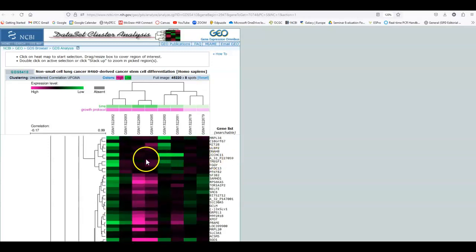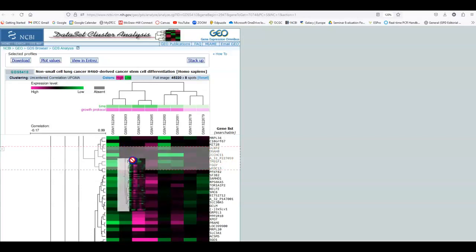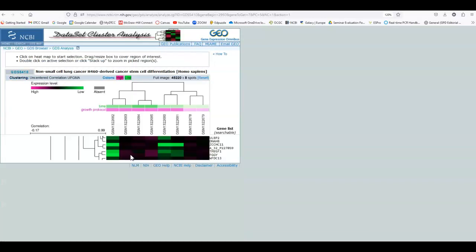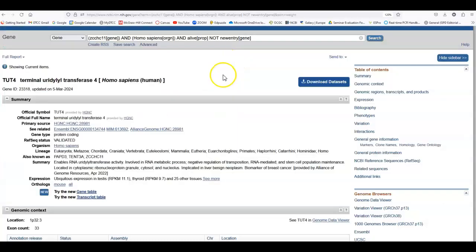And I can even zoom in more if I want. I can just kind of grab like this and then really get into detail. And now I can just look at these things. And so what does this mean? It basically means that if we take a look at this gene right here called ZCCHC11.